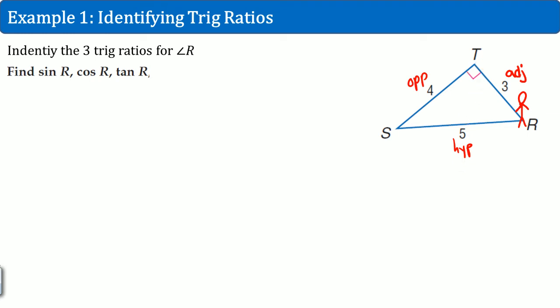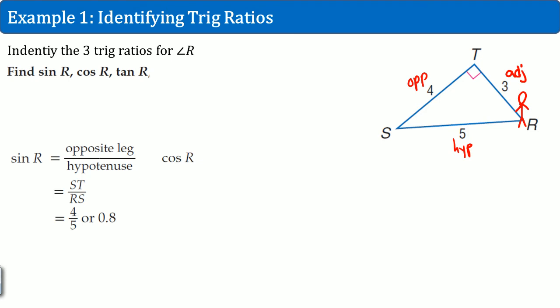Now we can plug it in. Sine. We know sine by definition is your opposite leg divided by the hypotenuse. That is the definition of sine. In this case, that was ST divided by RS, and those values are 4 divided by 5. That is opposite divided by the hypotenuse. In decimal form, it is 0.8. So you can say that sine of R is equal to 4 divided by 5 or 0.8.